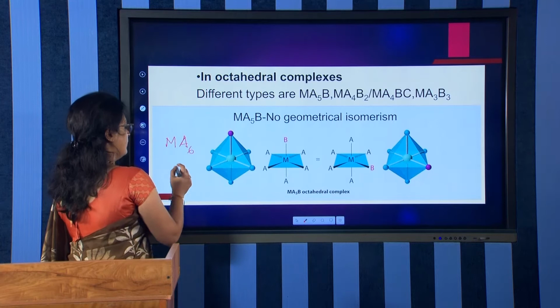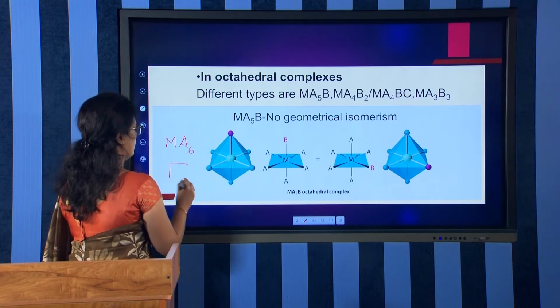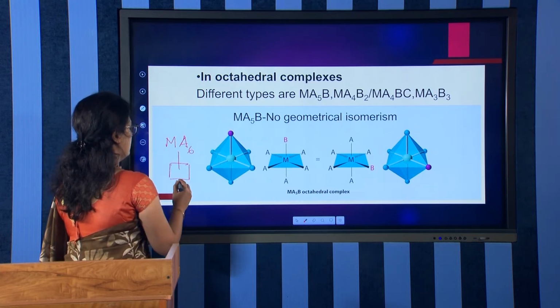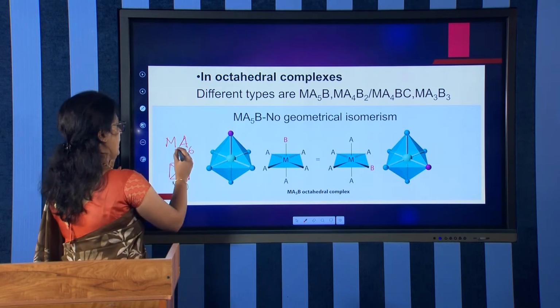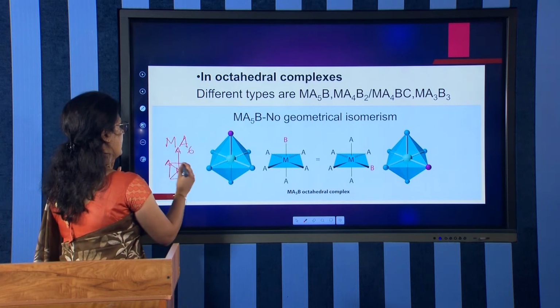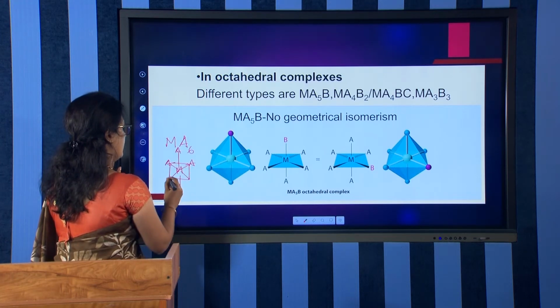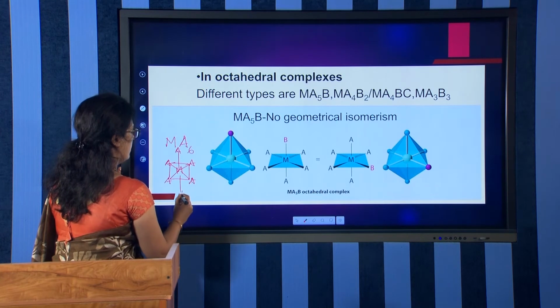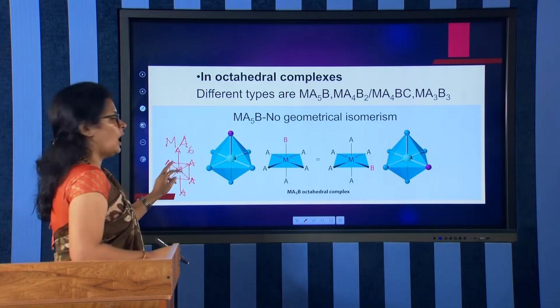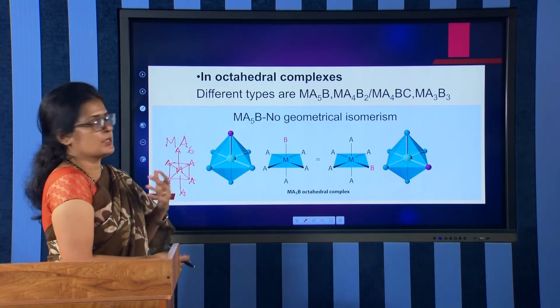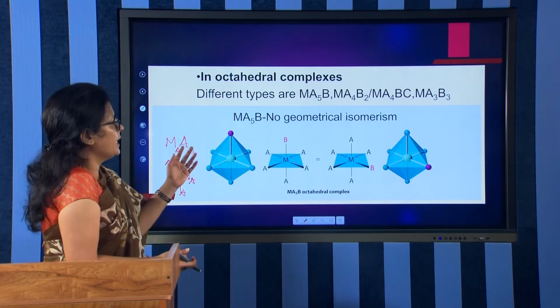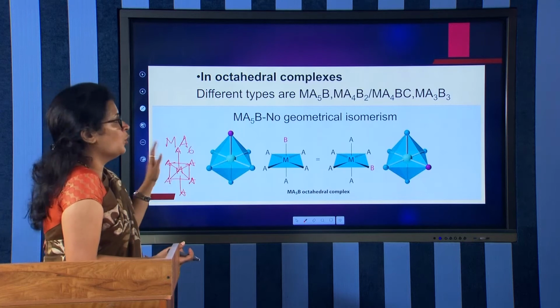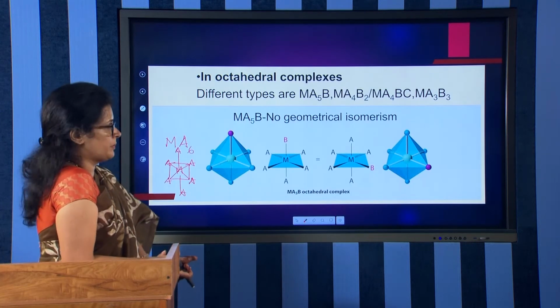And if this is an octahedral structure, this is M and A, all the 6 A's are there. How can we say a cis and trans isomer is possible in this case? All the positions are similar. So, in the case of A6 type, no geometrical isomerism is possible.